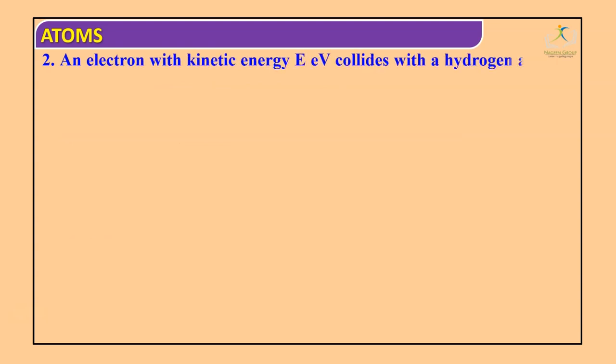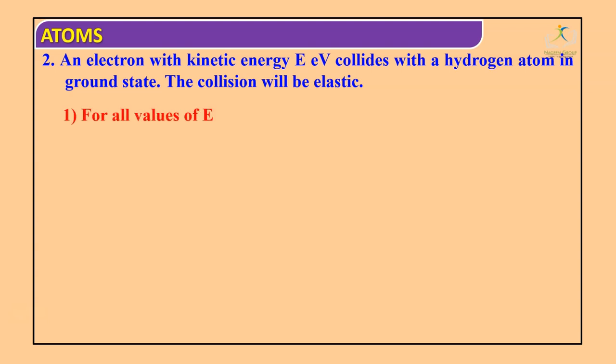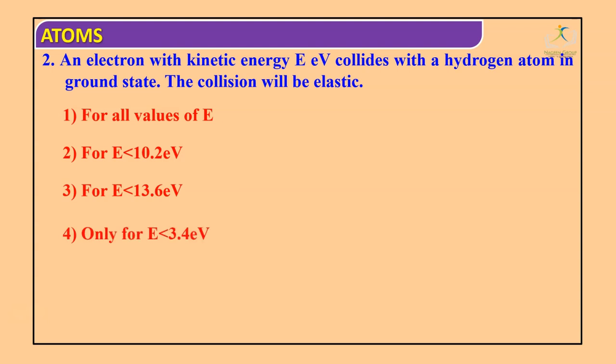Next question is: an electron with kinetic energy E electron volt collides with a hydrogen atom in ground state. The collision will be elastic. The first option is for all values of E. Second, for E less than 10.2 electron volt. Third, for E less than 30.6 electron volt. Fourth, only for E less than 3.4 electron volt. The correct answer for this question is option 2.